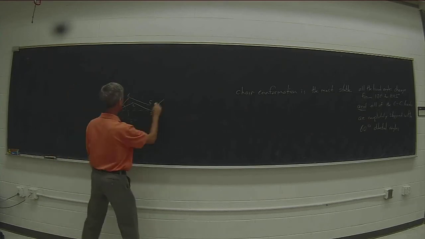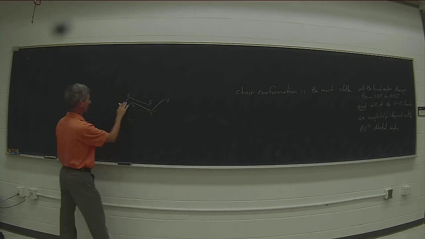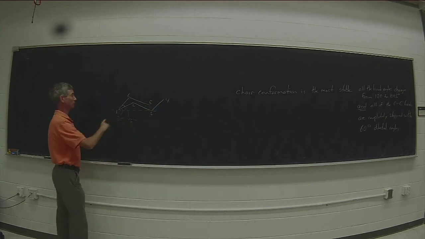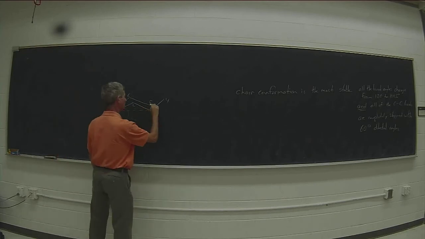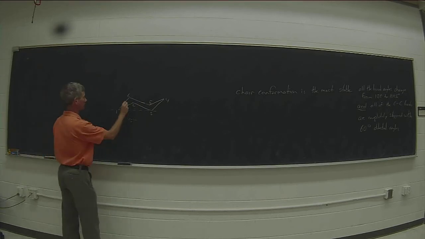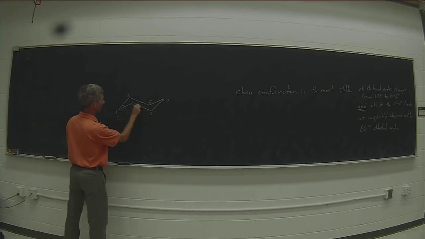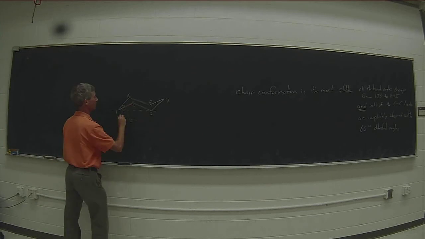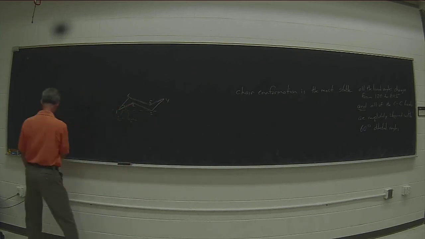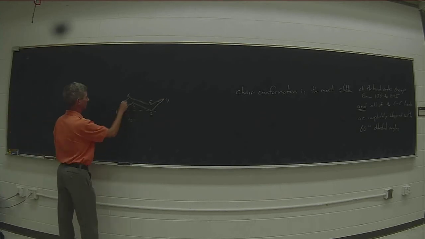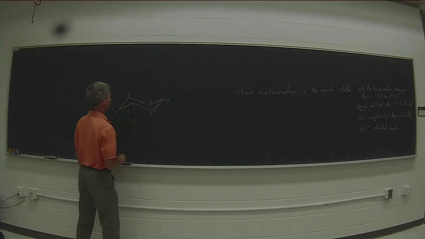So I want to draw a line out here that's parallel to this, and then I want my bond between carbon 4 and carbon 5 to be parallel to the bond between carbon 1 and carbon 2, so that I have 3 sets of parallel lines. So the carbon 2,3 bond here is parallel to the carbon 5,6 bond. The carbon 1,2 bond is parallel to the carbon 4,5 bond. And the carbon 1,6 bond is parallel to the carbon 3,4 bond.